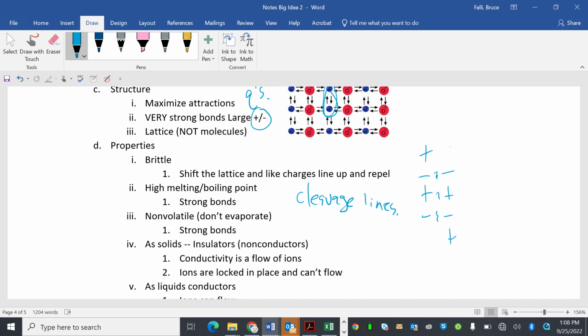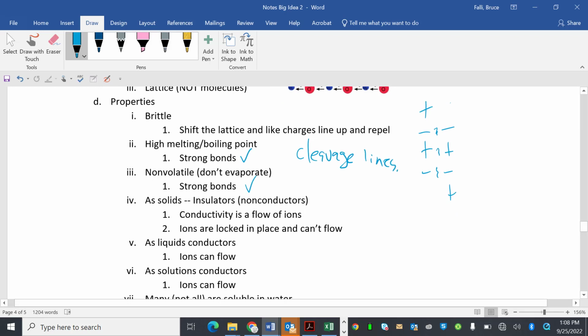They have very high melting and boiling points. Hey, that's because of strong bonds. They're non-volatile. They don't evaporate. Hey, that's because of strong bonds. As solids, they're insulators, which means they're non-conductors. Conductivity is a flow of ions, that's of electricity. Ions are locked in place. Why? Strong bonds.